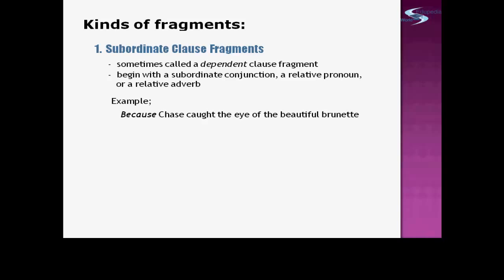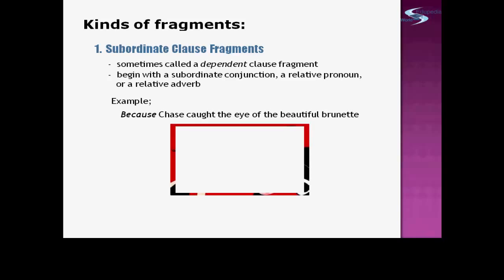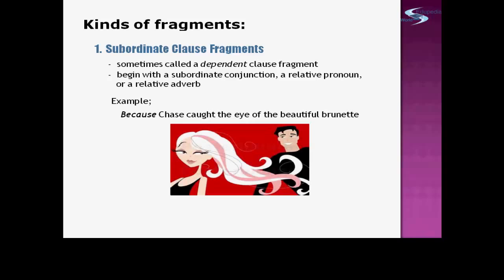Because Chase caught the eye of the beautiful brunette. What? It is a fragment. Because is a subordinate conjunction. Chase is the subject, caught is the verb. But the problem is there is the word because. So it doesn't convey a complete thought by itself.